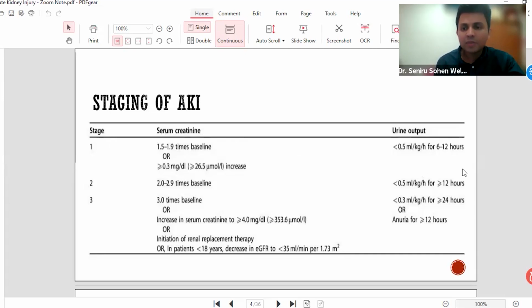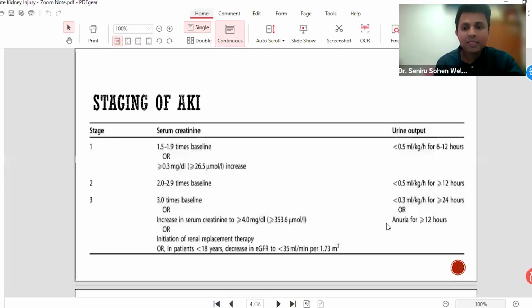If the oliguria is persisting between more than 12 hours but less than 24 hours, patient would be in stage 2 AKI, and creatinine wise, it would be 2 to 2.9 times the baseline. That means patient would be in stage 3. So because there are creatinine criteria and urine output criteria, whatever the worst criteria the patient fits into, you classify the patient as being in that stage.